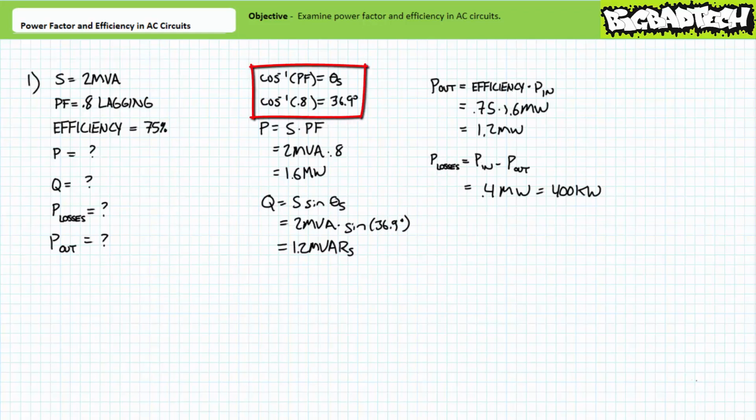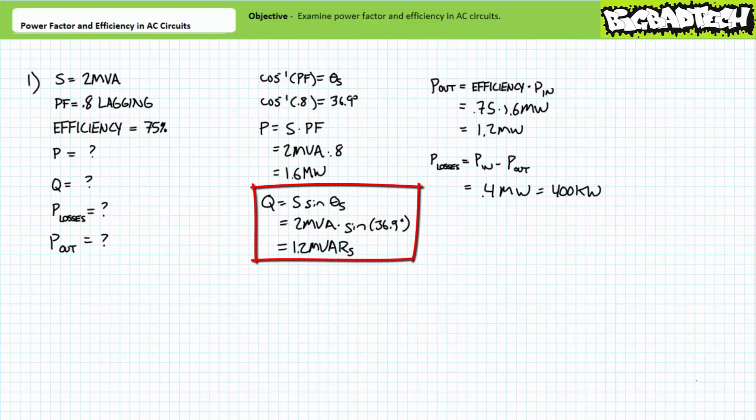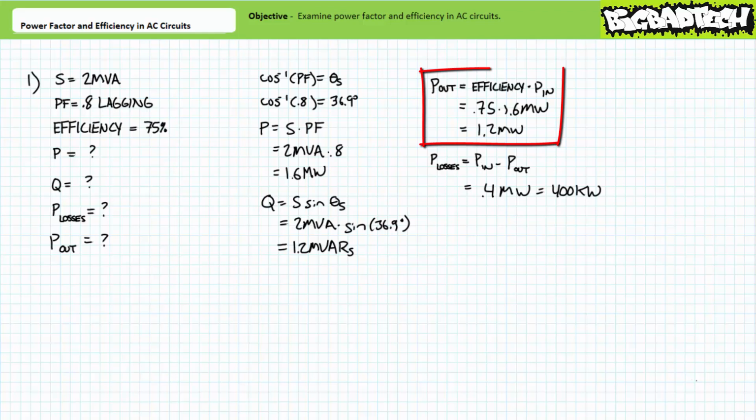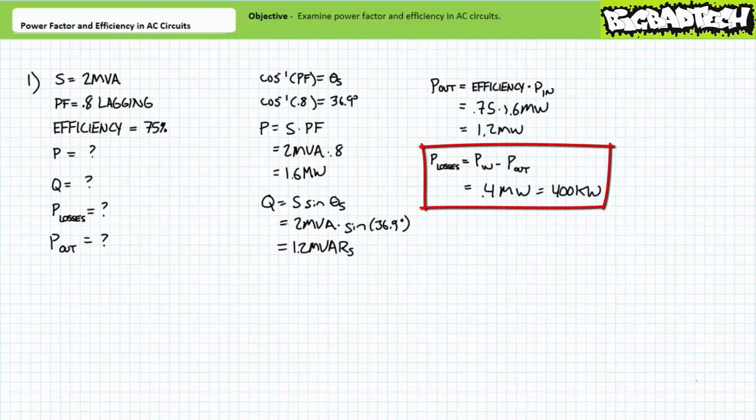A power factor of 0.8 implies an apparent power angle of roughly 36.9 degrees. This implies power factor excludes approximately 1.2 megavars of reactive power from consideration, meaning only 1.6 megawatts of real power is considered input. Of this 1.6 megawatts of input power, the 75% efficient system outputs only 1.2 megawatts of power considered usable, and 0.4 megawatts, or 400 kilowatts, is considered a loss.